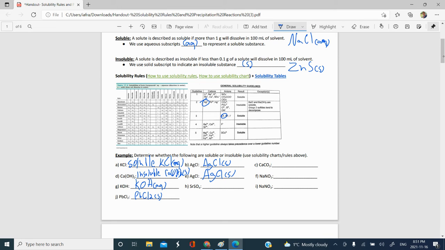Let's see, strontium sulfate. Here's strontium. Here's sulfate. Strontium wins the battle of insoluble. So strontium sulfate is going to be solid. Let's take a look at calcium carbonate. Let's erase this over here so we can have a better view. Calcium's over here. Carbonate is over here. They both want to be insoluble, so calcium carbonate will be insoluble, and we'll have solid. Sodium nitrate. Sodium over here, nitrates over here. They both want to be soluble. Nice and aqueous.